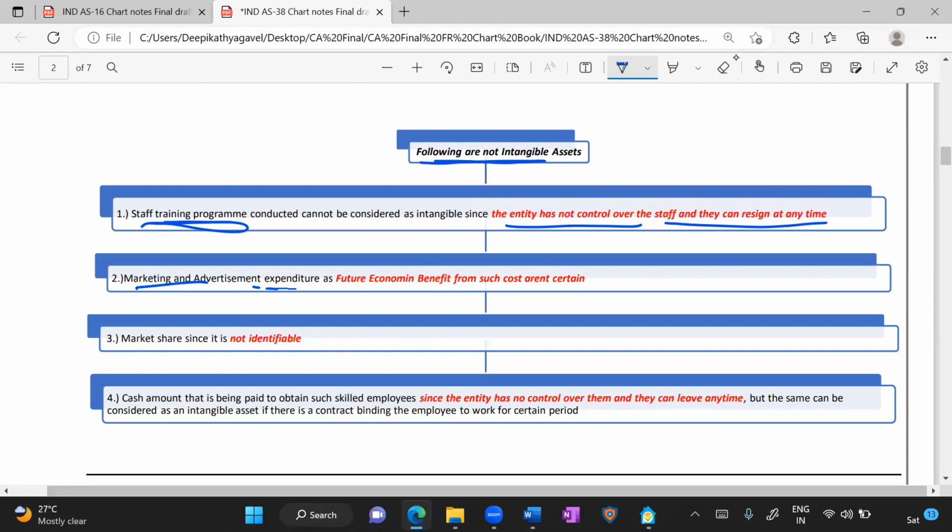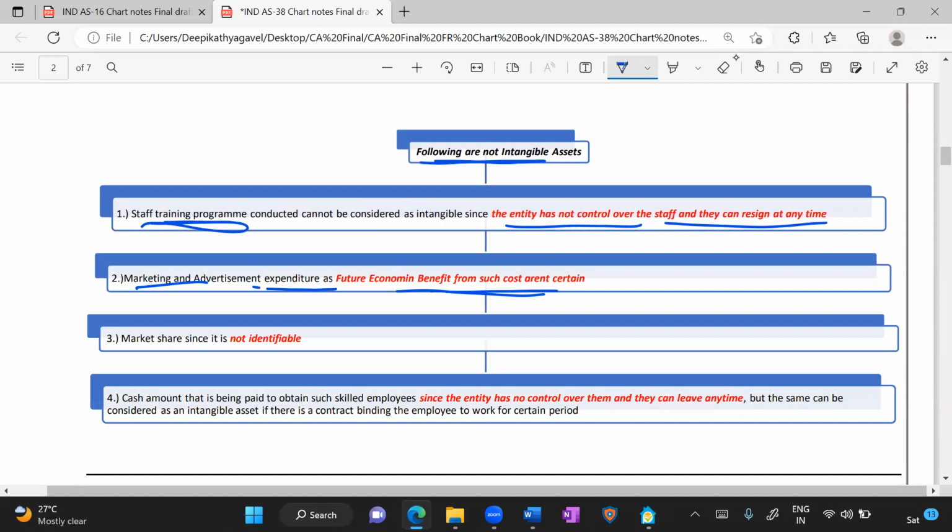Similarly, marketing and advertising expenditure. The future economic benefit from such a cost is uncertain. It is very uncertain. I cannot say that I will get a benefit because of the advertisement. By doing an advertisement or marketing, you cannot be 100% sure that you will get a response from the customers. They might not even respond to your product, even though you have spent a lot on advertisement and marketing. You have seen a lot of companies who have spent huge amounts of their initial capital on advertisement, but they have not really boomed. So that is also possible.